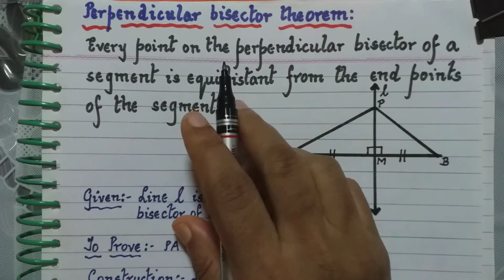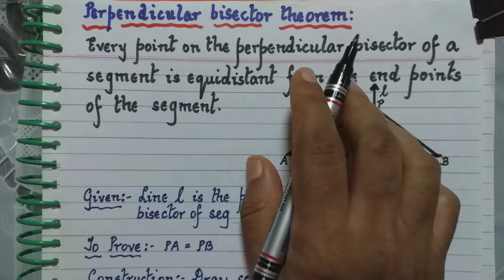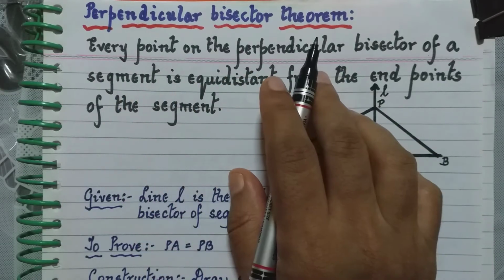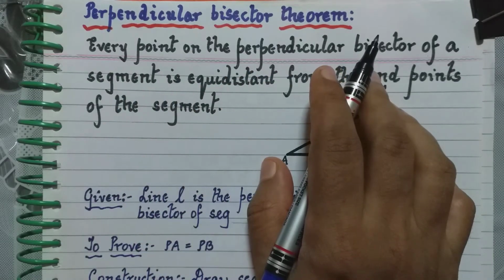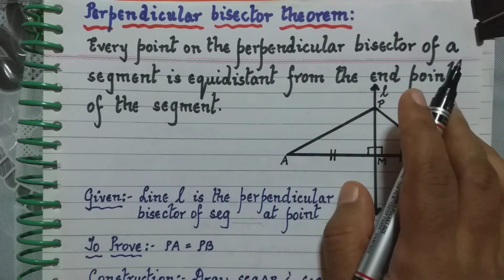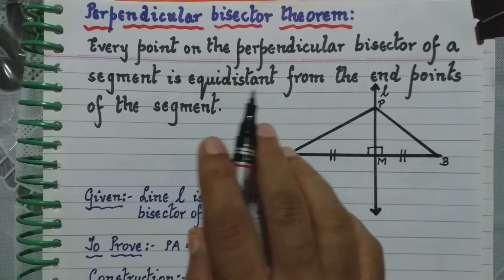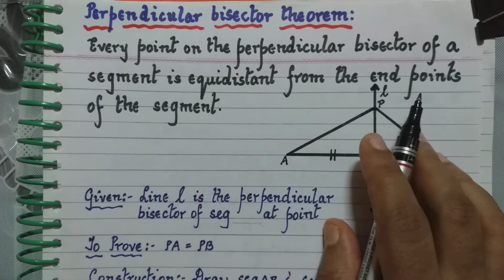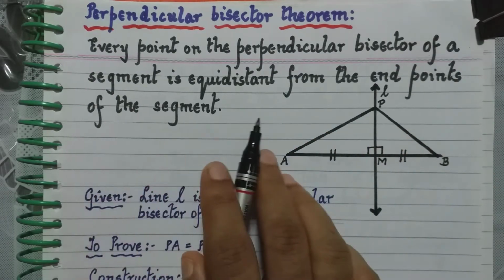Now we begin with the perpendicular bisector theorem. Now what does this perpendicular bisector theorem state? That every point on the perpendicular bisector of a segment is equidistant from the endpoints of the segment.